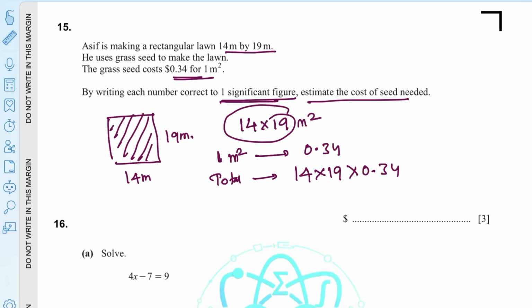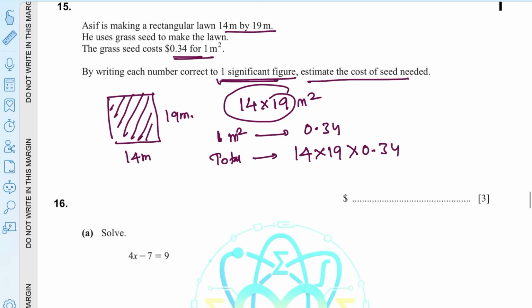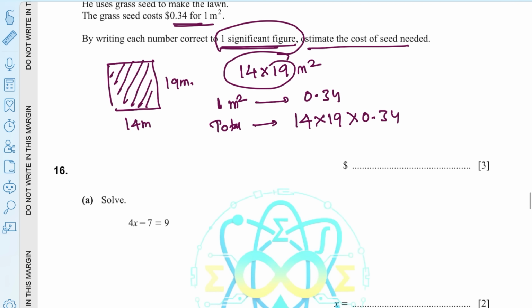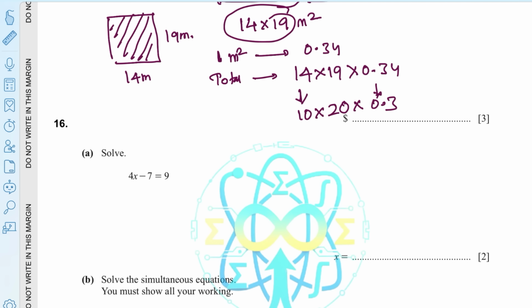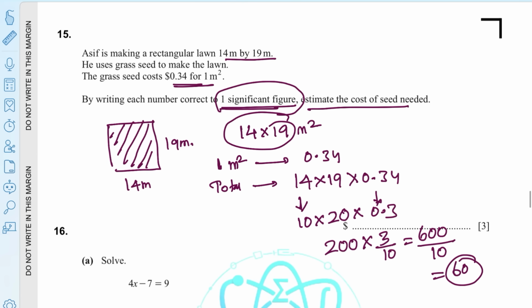Is it okay? But the question says find the estimate, right? We can't use a calculator for that. So write down up to one significant figure. So 14 in one significant figure will be 10, 19 in one significant figure will be 20, and this one in one significant figure will be 0.3. Is it okay? So I think you got it: this is 200 times 0.3, meaning 3 over 10. So it will be 600 over 10. If you cancel this out, we get 60, right? The answer for this question will be $60.